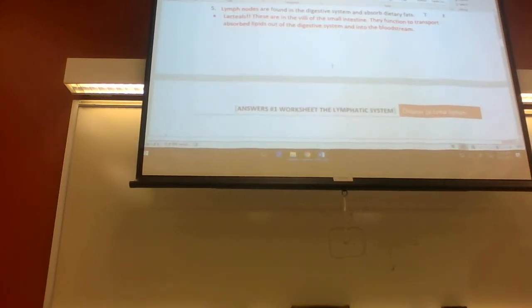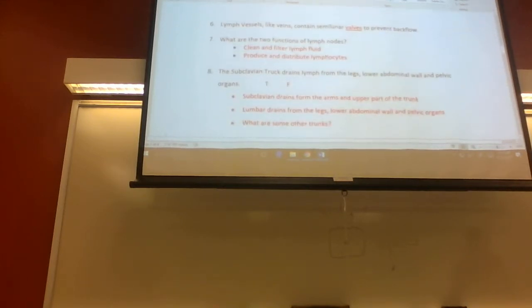Okay, so this question was going over kind of what we covered before. This is false. Lymph nodes are found in the digestive system, and they absorb fats. This is false because they're not called lymph nodes. When they're inside your digestive system, within your intestine, they're called lacteals. These are in the villi of the small intestine and function to transport absorbed fats out of the digestive system and into the bloodstream. So just keep that in mind. If you see the word lacteal, it's in the digestive system.